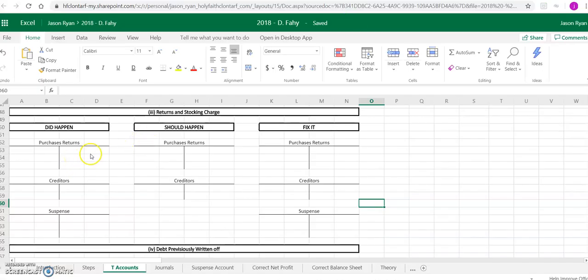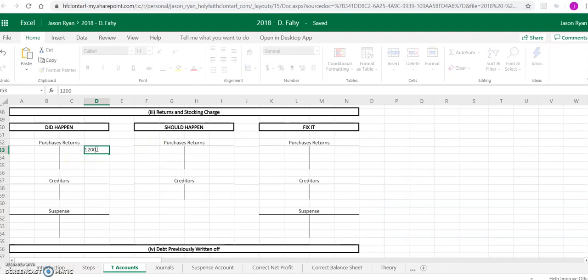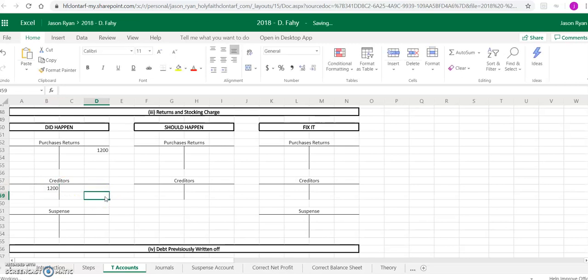So if we have our purchase returns in the relevant account, 1,200, what did happen, and 1,200 on the debit side of the creditors account. So purchase returns is always on the credit side. So remember, your expense for purchases is usually on the debit side. We want to decrease that, so put it on the credit side for 1,200. The creditors usually will be on the credit side. If you're increasing it, to decrease it then you stick it on the debit side.